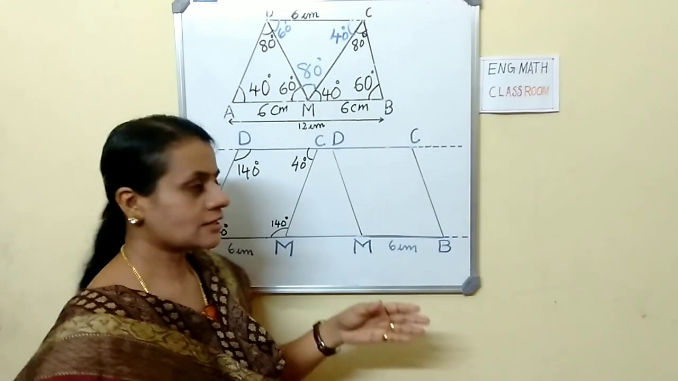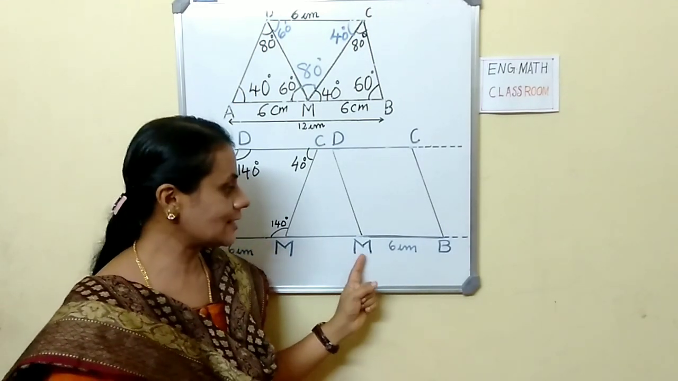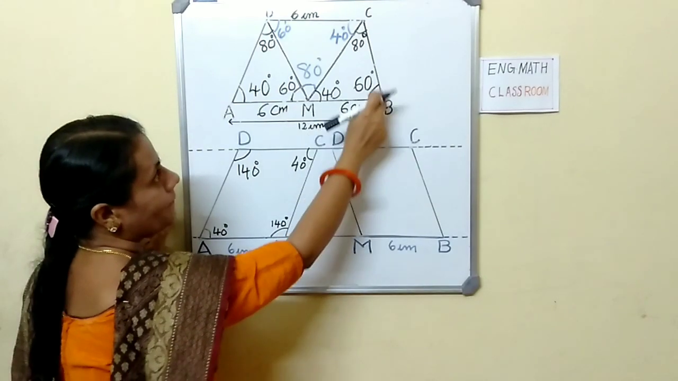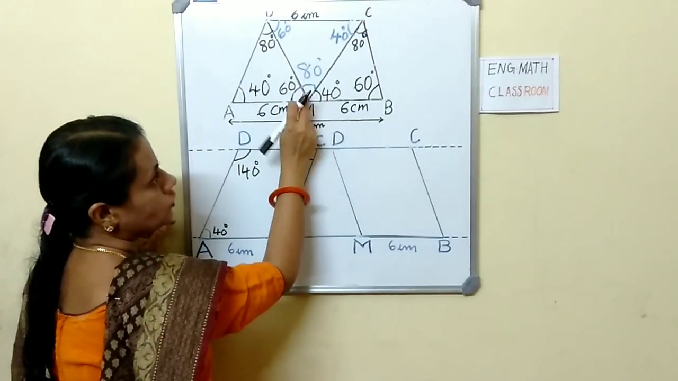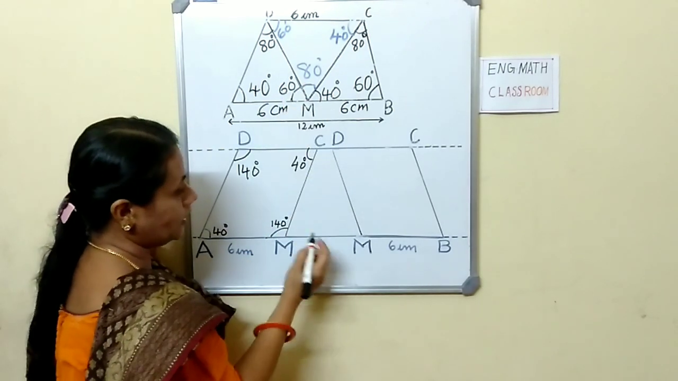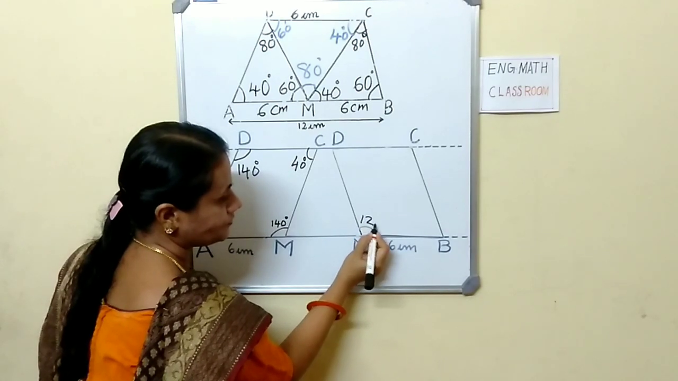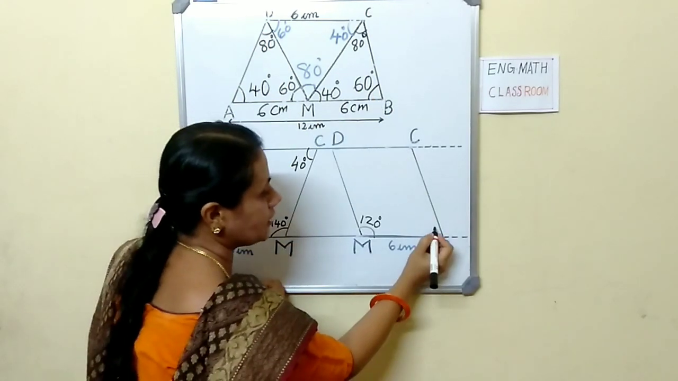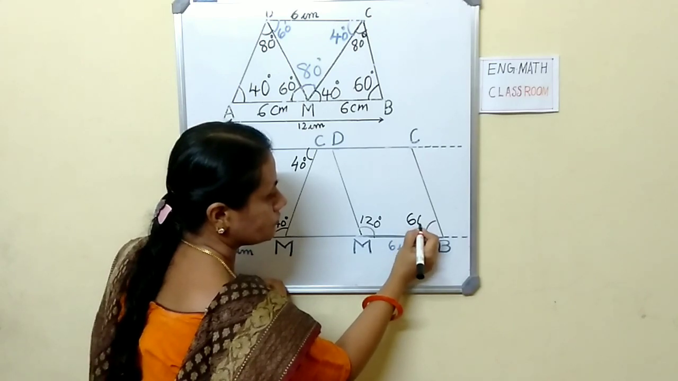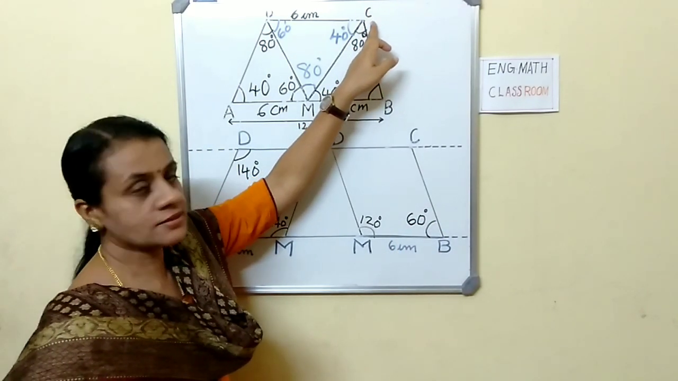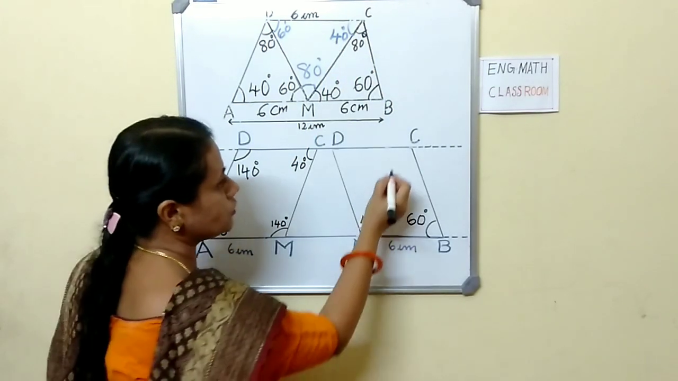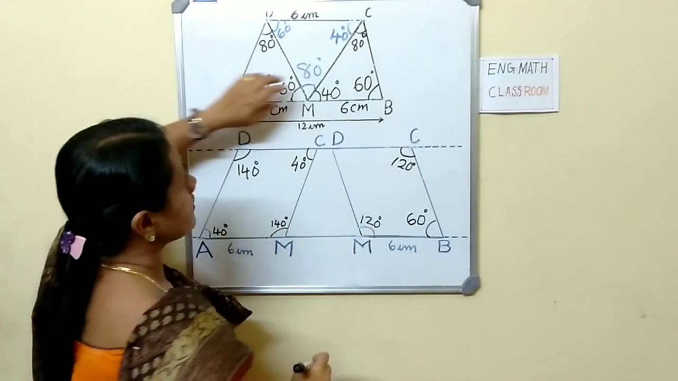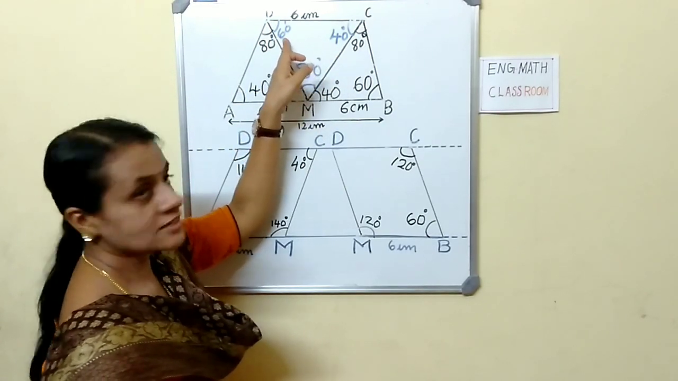Same way, please write down the angles of quadrilateral MBCD. Find out what is angle M here. This is quadrilateral MBCD. Here is angle M. So you have to add 80 plus 40. It is 120. Angle M is 120. Angle B is 60 degree. Again, angle C means 40 plus 80. Again 120 degree. And angle D is 60 degree.